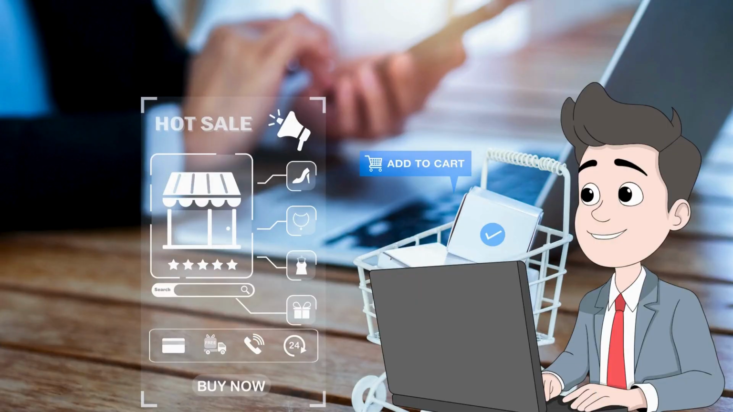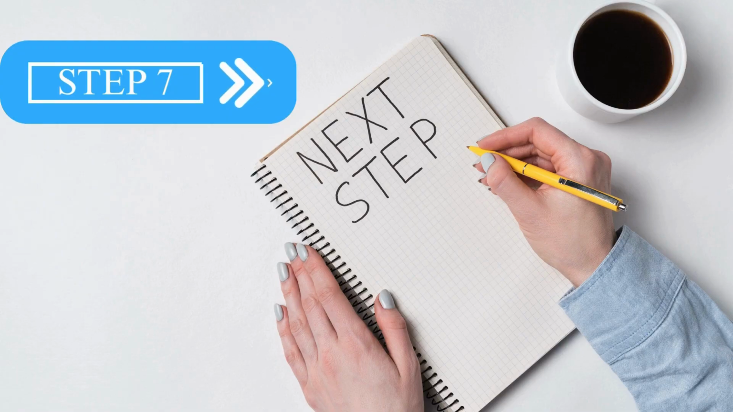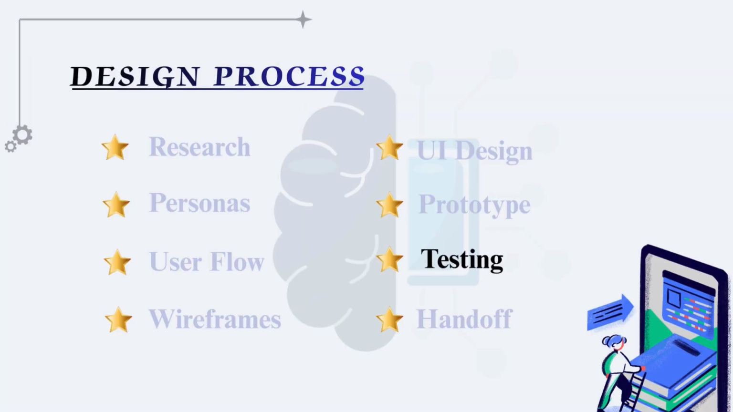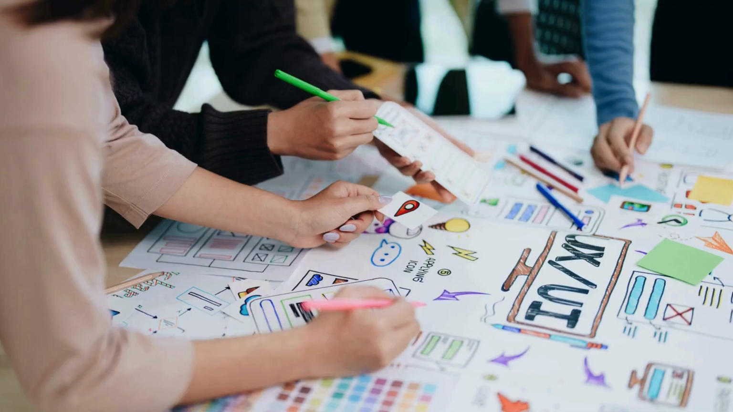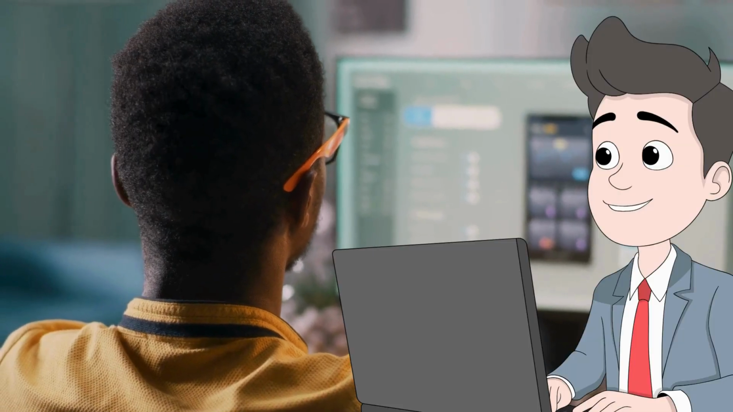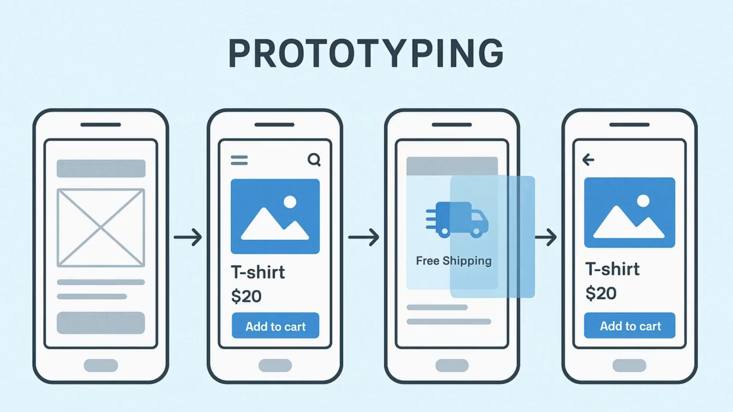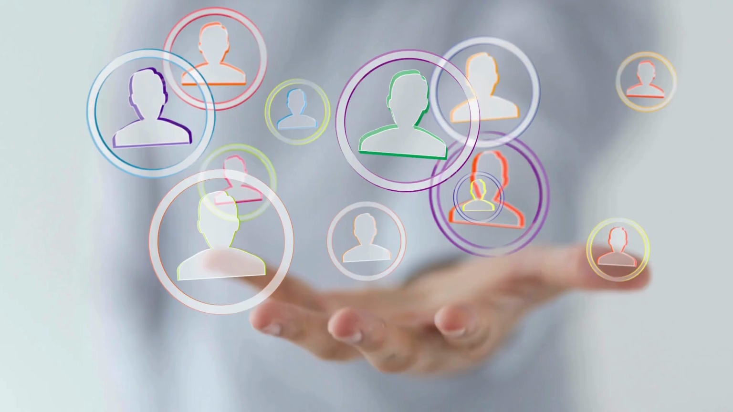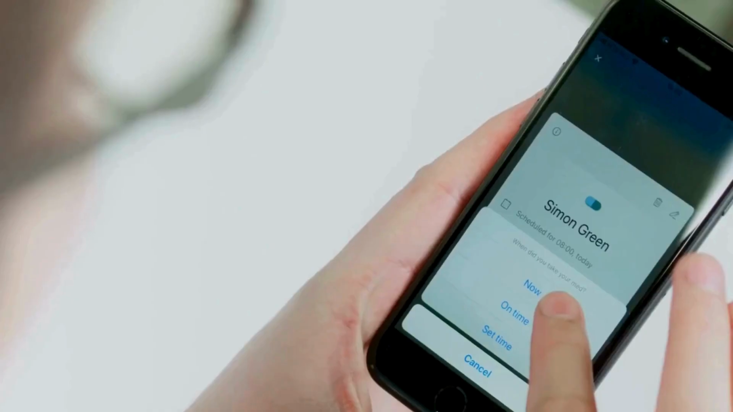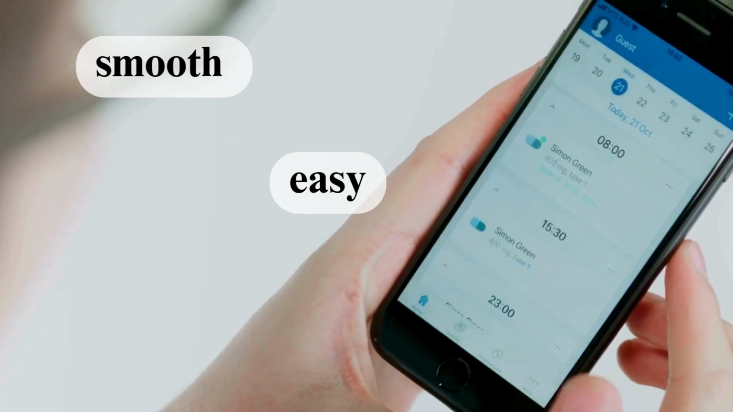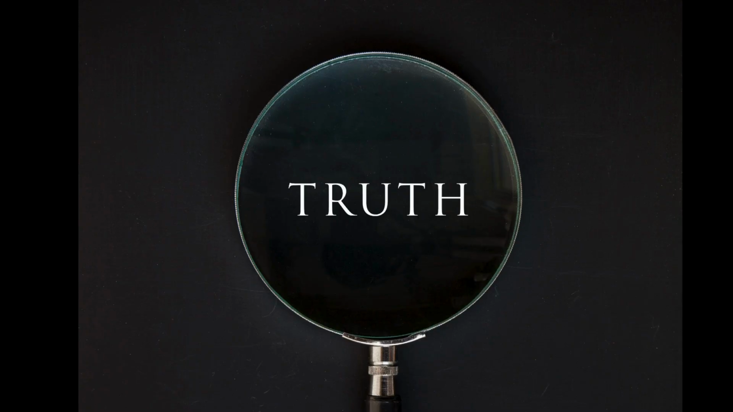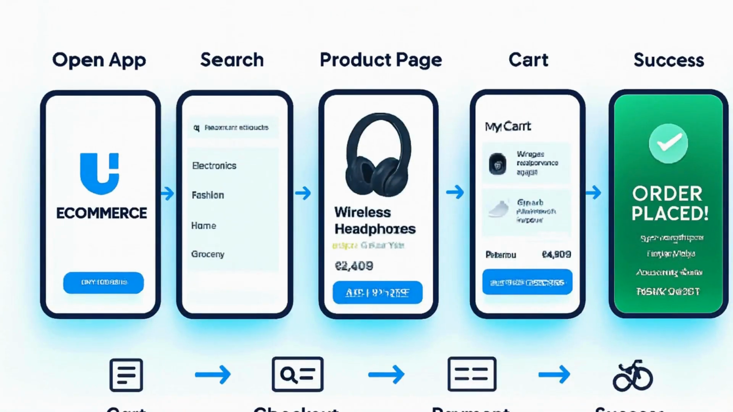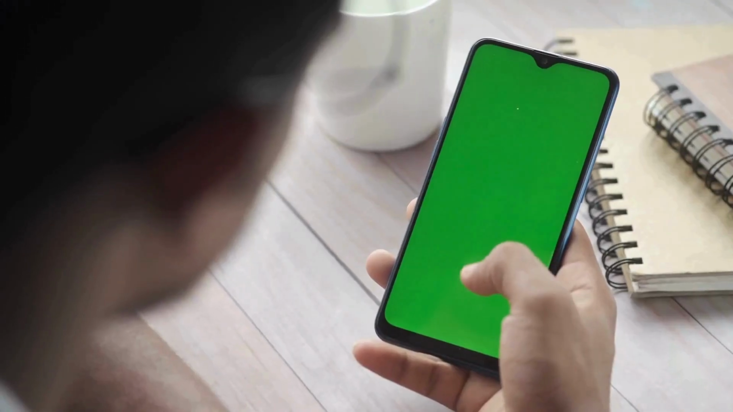Now, let's move on to step 7, which is usability testing, one of the most important stages in the entire UI UX design process. This is where we stop designing and start observing. We test our prototype with real users to see if the experience is actually smooth, easy, and understandable. Because here is the truth: even the most beautiful design can fail if users can't figure out how to use it.